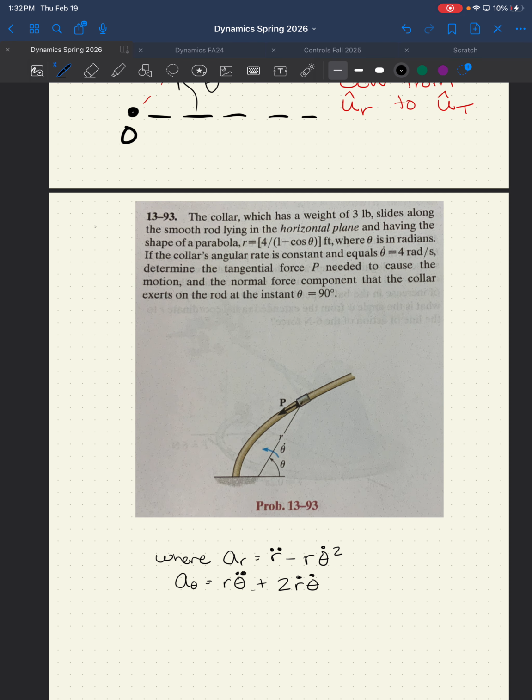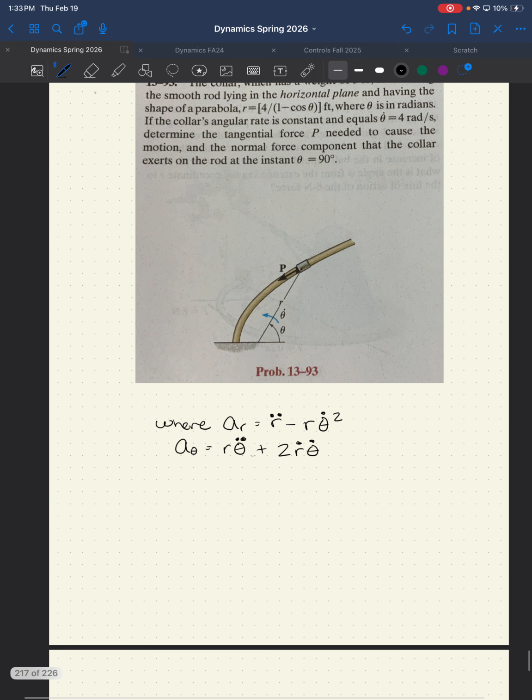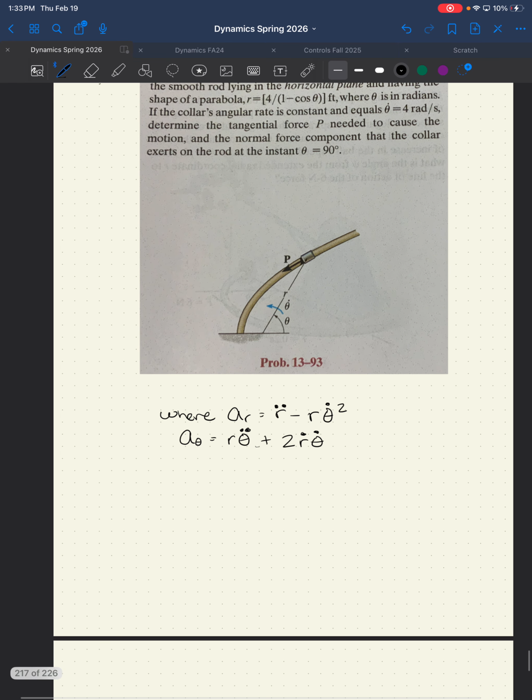Okay? So I have this path that's describing the rod. I have this collar. I have an origin that's defined for me slightly off to the left. And theta is measured relative to the horizontal, like this. So I'm going to make this even bigger.